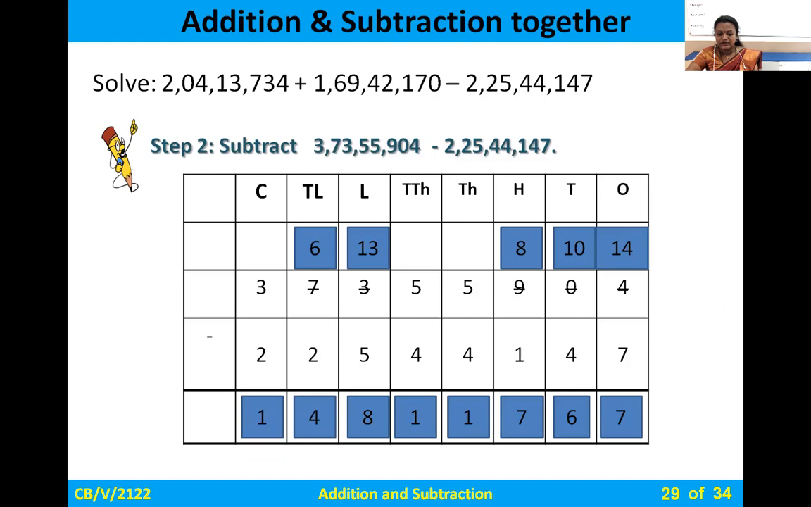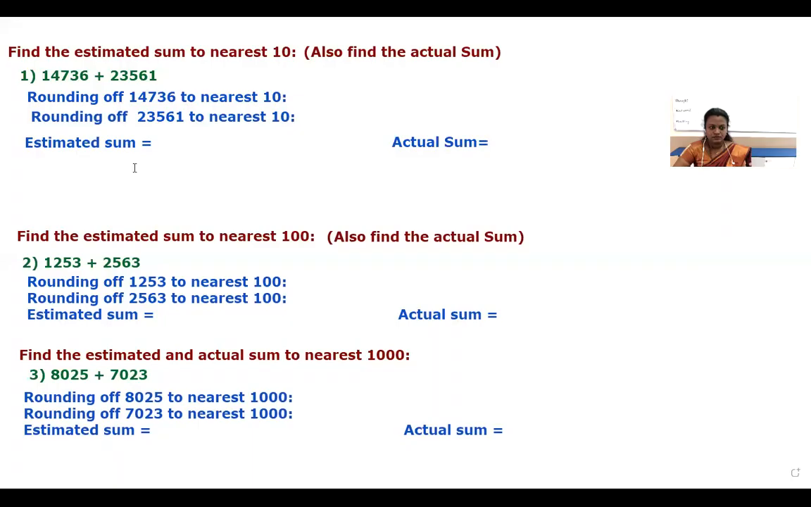So finally we say that once we have a combination of addition and subtraction, we first perform the addition and then go ahead with the subtraction. So the final answer would be 1 crore 48 lakhs 11,768. So in this way, we have learned how to perform addition and subtraction combined together.